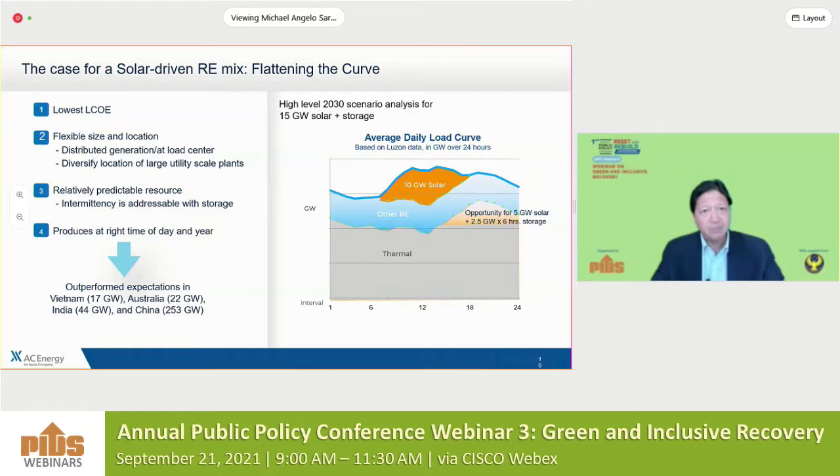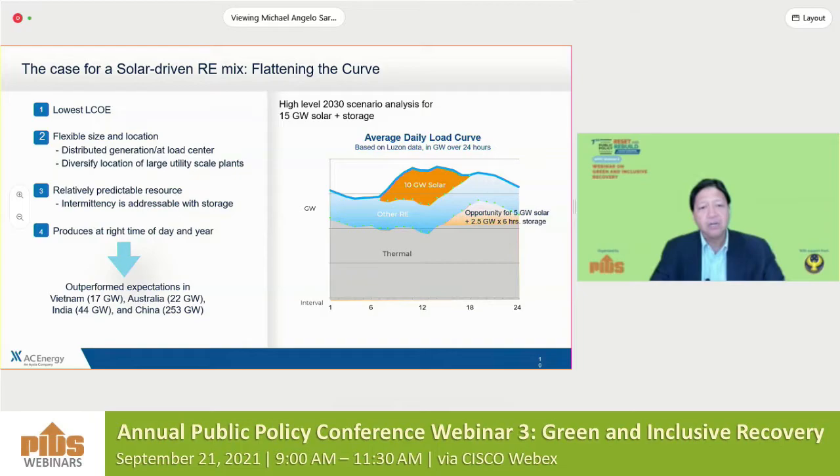And solar has outperformed expectations in our neighboring countries like Vietnam, and more broadly speaking, in the Asia Pacific, Australia, India, China. These are staggering numbers beyond the expectations of people in terms of solar installations. And for the record, Philippines is only around 1 gigawatt of installation of solar. So there is a strong upside here.